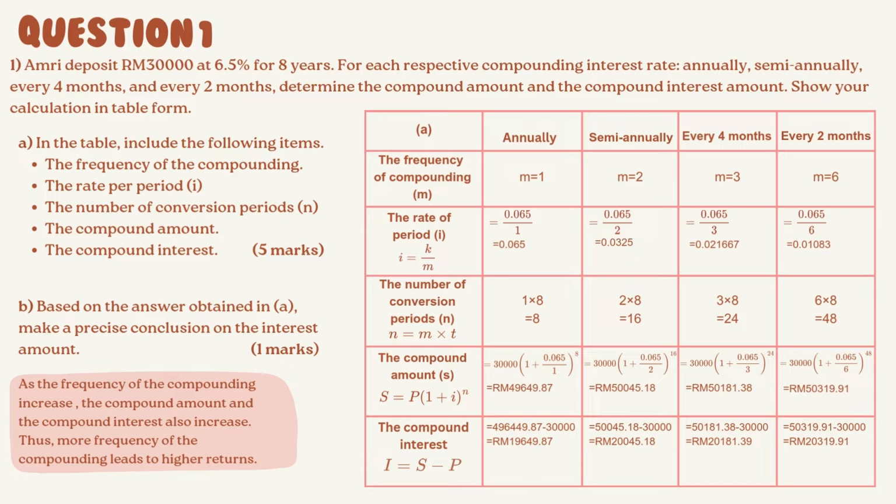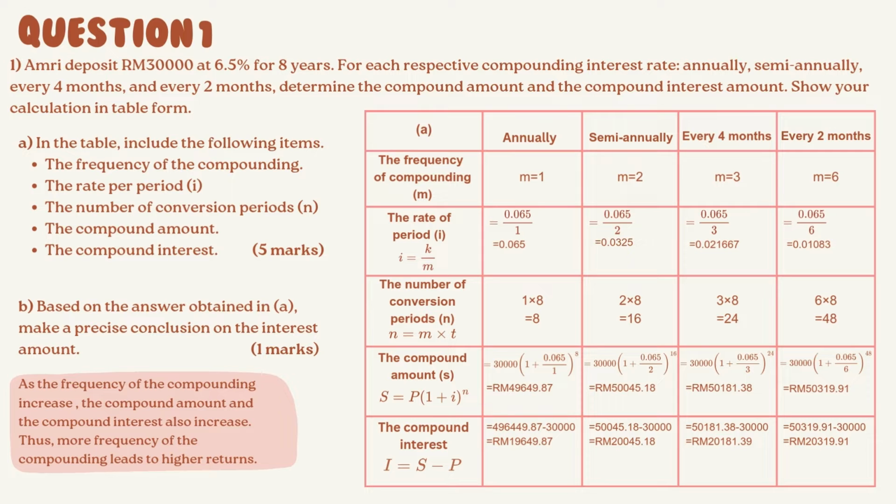We can get the frequency of compounding by looking at the term, which is annually, semi-annually, every 4 months, and every 2 months. For instance, K equal to 6.5% compounded annually means that the interest is calculated 1 time a year. For deeper understanding, K equal to 6.5% compounded every 2 months means the interest is calculated 6 times a year.